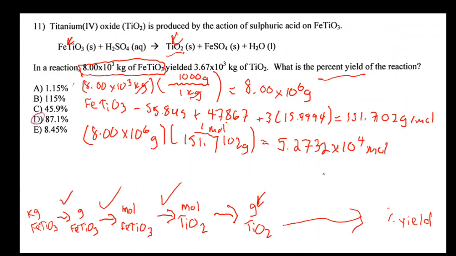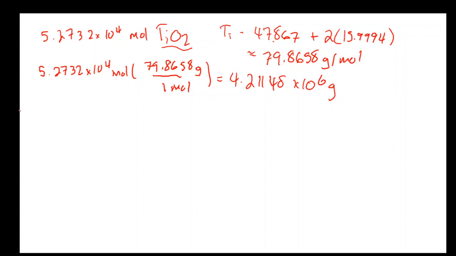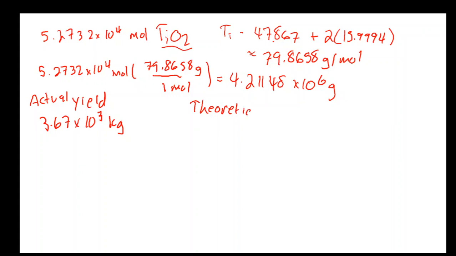So now we want to use that and go to the percent yield. So they gave us our actual yield, which was 3.67 times 10 to the 3 kilograms. And then I guess we are going to have to convert these grams back to kilograms for our theoretical yield. But that's no big deal.